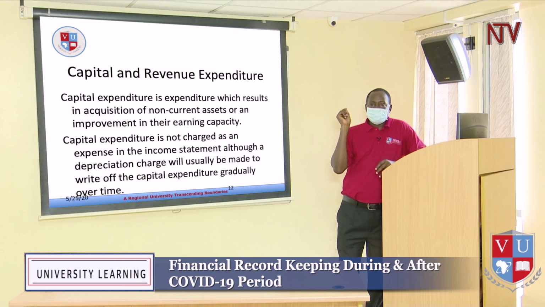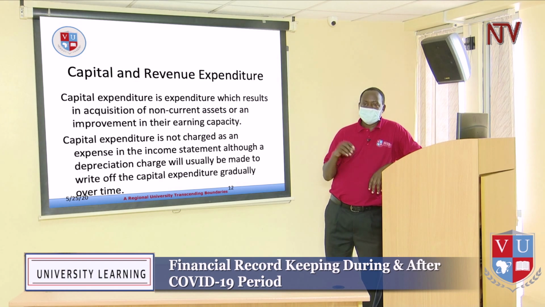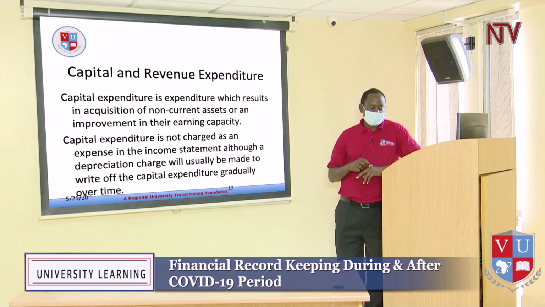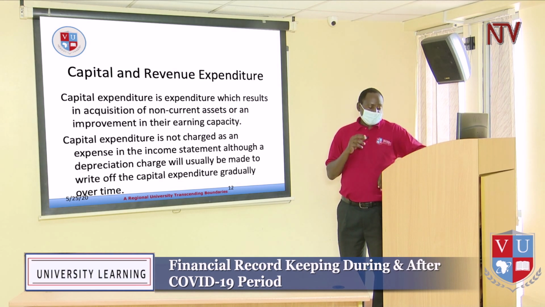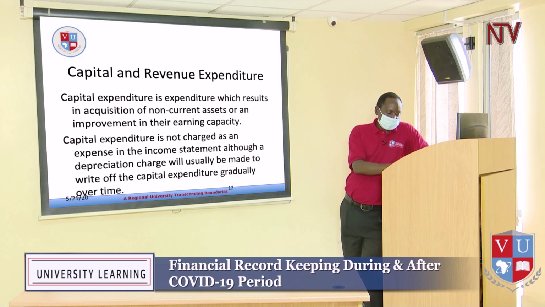Now, the key distinction between these two terms, capital expenditure and revenue expenditure, is that whereas revenue expenditure appears in our income statement, being charged against the income of that period to come up with a profit, capital expenditure is never recorded in our income statement. Instead, like I said earlier, when we incur capital expenditure, that expenditure is captured in our balance sheet as an asset.